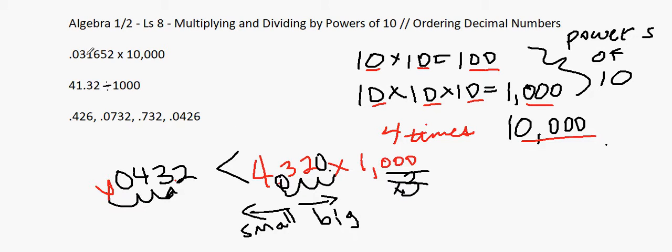Look at this number. I've got 0.031652 or 31,652. I don't even know what place value this is. Tenths, hundredths, thousands, ten-thousandths, hundred-thousandths, millionths. 31,652 millionths times 10,000. Should my number get bigger when I multiply by 10,000 or smaller? Bigger or smaller? Bigger, absolutely.